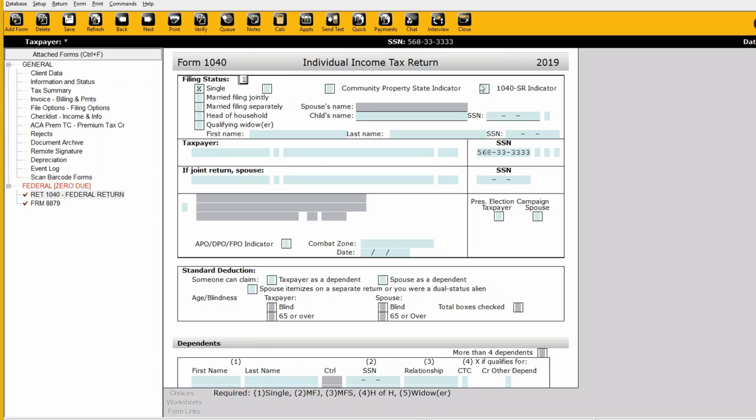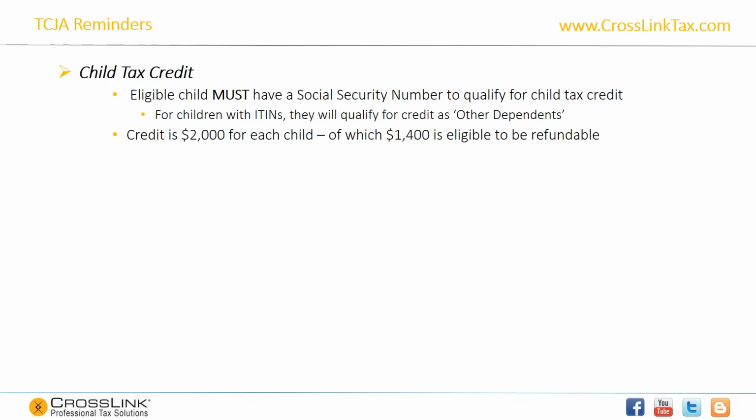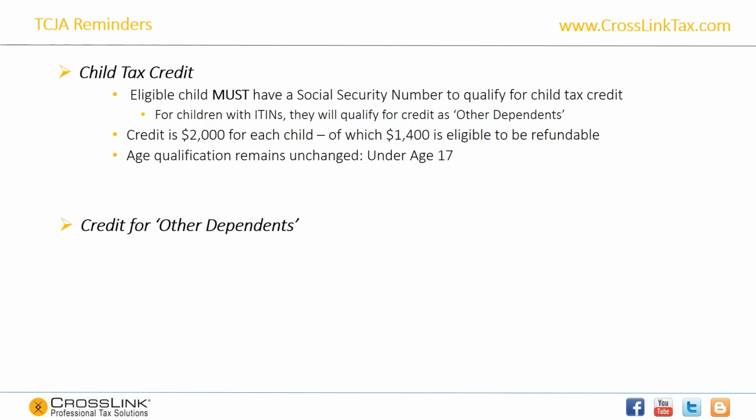Okay? So back to the other things that are new for this upcoming year. The next thing we're going to talk about is the Tax Cuts and Jobs Act reminder. First of all, when it comes to child tax credit, the eligible child must have a Social Security number to qualify for the child tax credit. This was the same as last year. Children with ITINs will qualify for credit as other dependents instead. The credit is $2,000 for each child, of which $1,400 is eligible to be refundable. The age qualification remains unchanged, meaning under age 17.